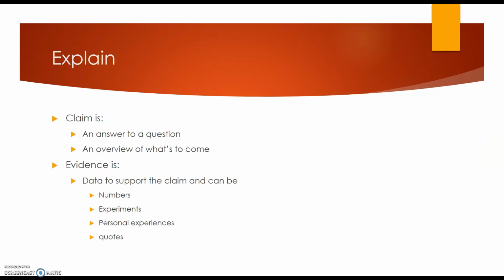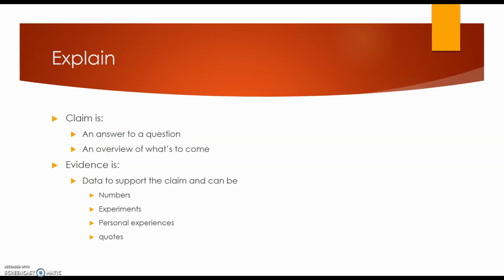So we read the article. Claim. A claim is an answer to a question. This is if somebody asks you a question. For example, in the article, the question would have been, is posting good deeds in headlines a good thing? A claim is also an overview of what's to come. So it tells the reader what's going to happen in the paper or in the writing.